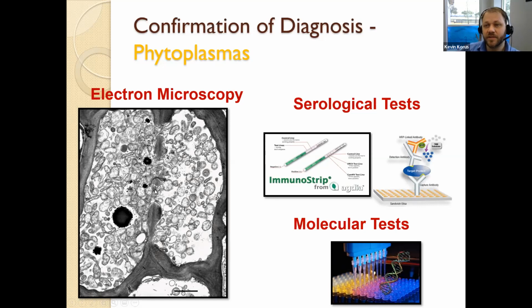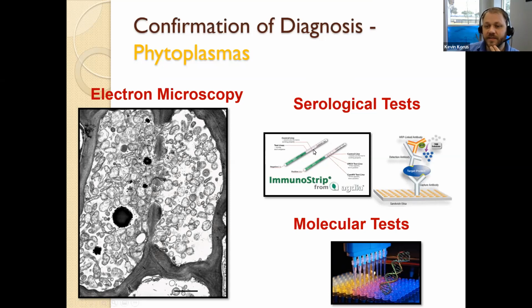But it gets in both and just clogs up the water conducting elements really bad. So they also have serological tests. Serological tests work a lot like pregnancy tests, right? It's picking up an antibody. Or if you've ever done the at-home COVID test, now all of a sudden that's too real. We all know too much about that.